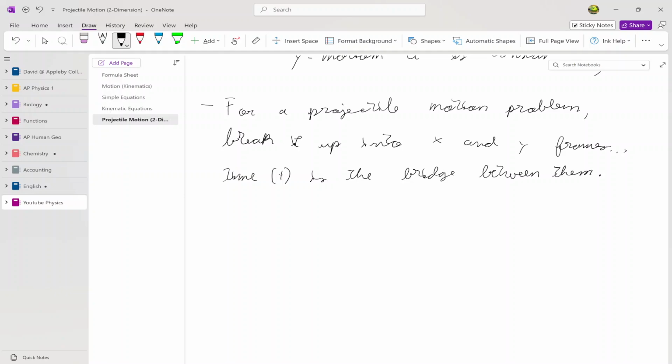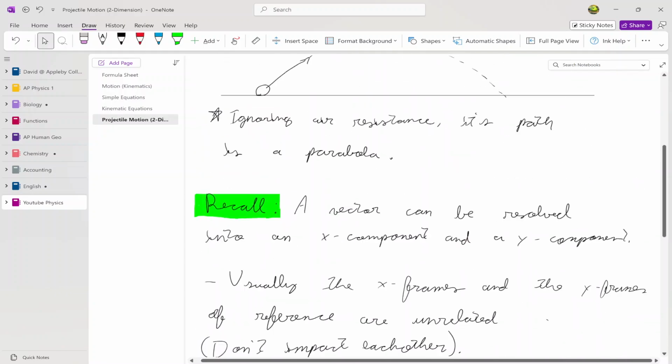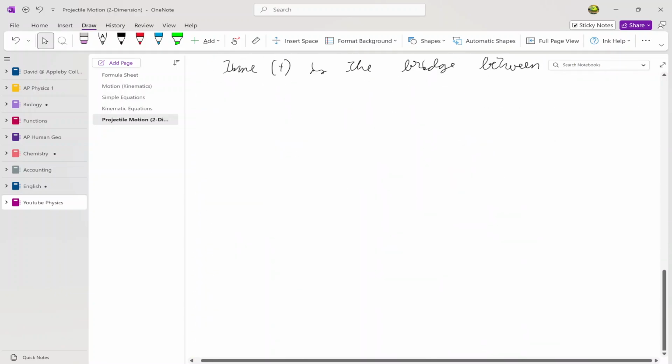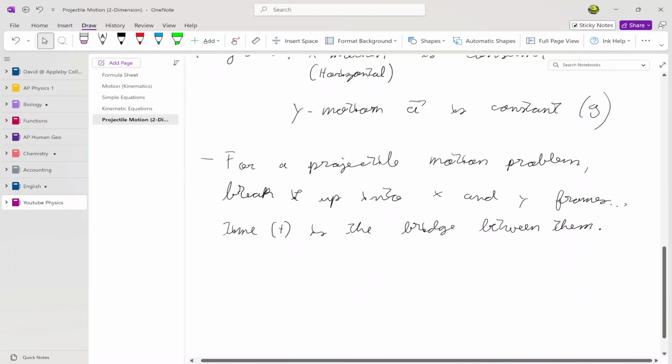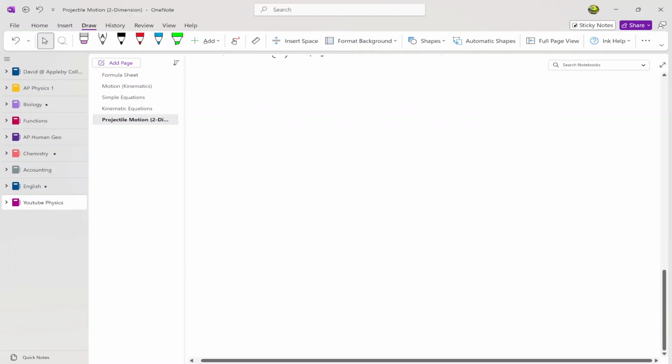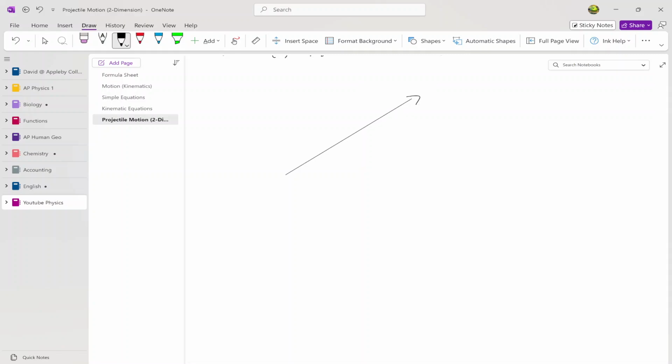So time is a universal thing, and time will always be used for both. And yeah, so let's actually get down into how you would break things down. Let's say we have a velocity right over here, and then we're trying to break it down into its vertical and horizontal components, like this. So that's how you would visually break it down at an angle.